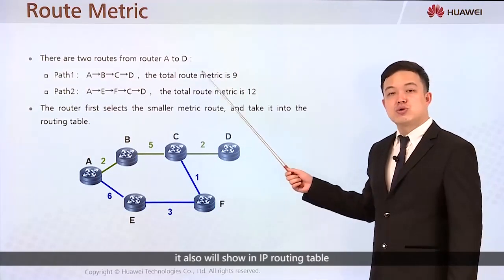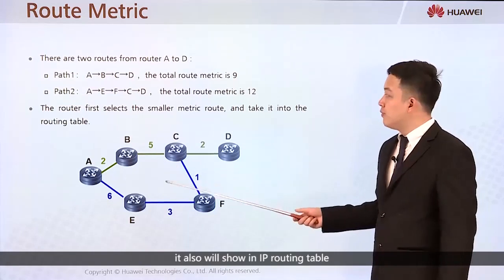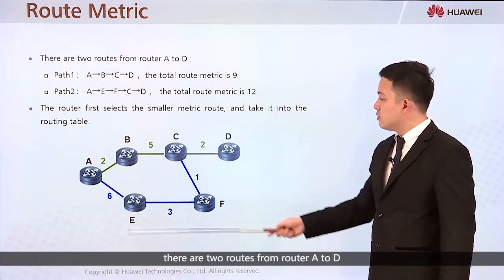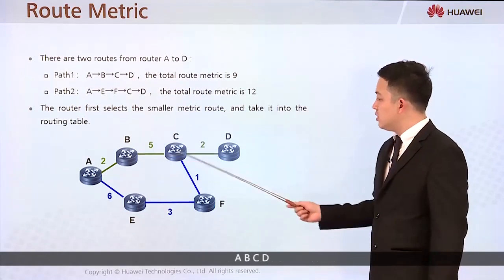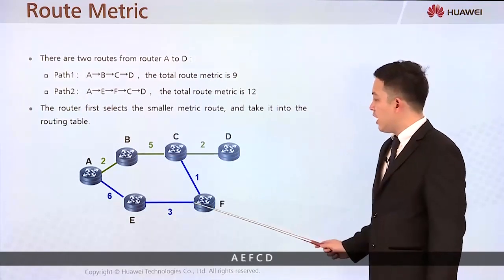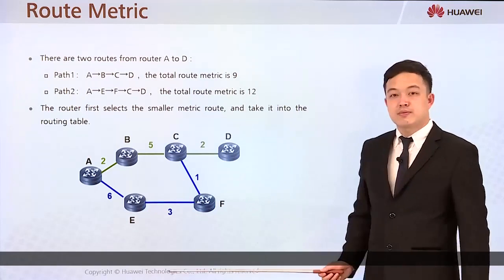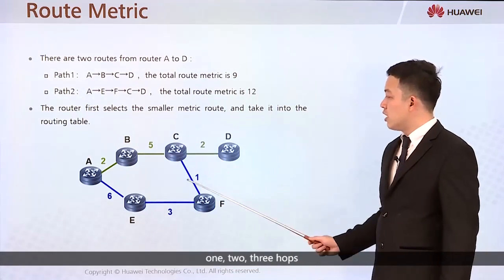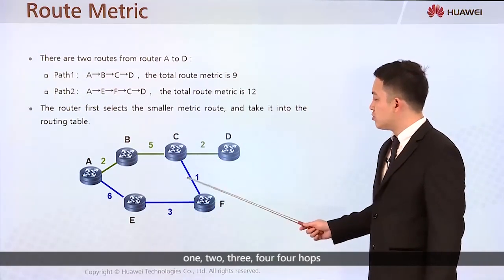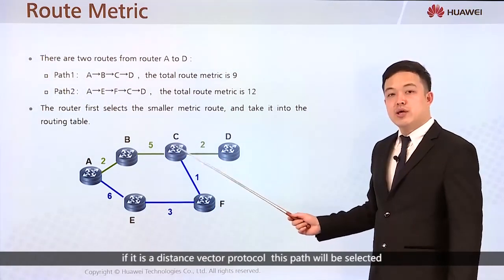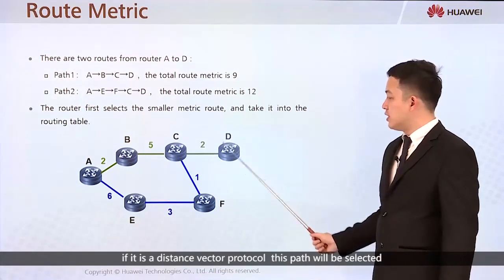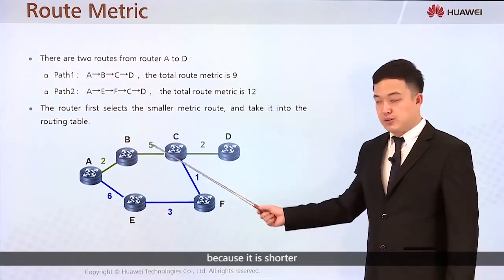This is about route metric. It also will show in the IP routing table. There are two routes from router A to D: A, B, C, D and A, E, F, C, D. The hop count is different: 1, 2, 3 hops and 1, 2, 3, 4 hops. So if it is a distance vector protocol, this path will be selected because it is shorter.